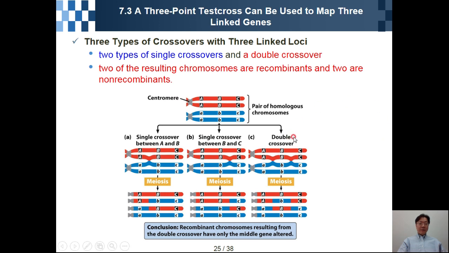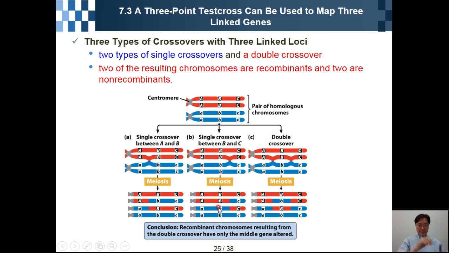But when the double crossover happens, two are non-recombinant and two are recombinant. In any case, two of the resulting chromosomes are recombinant and two are non-recombinant.